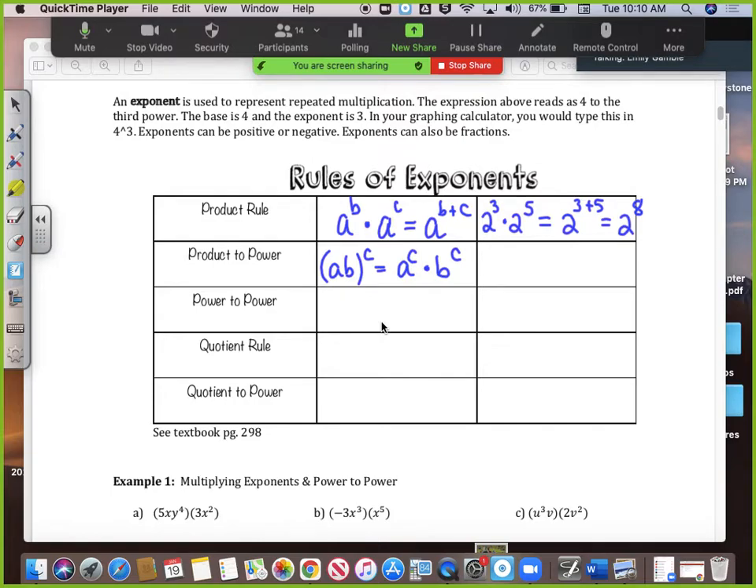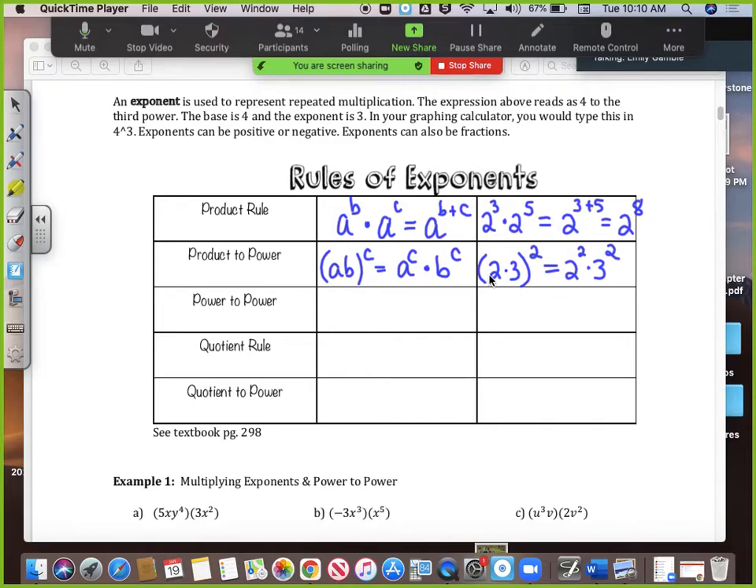For example, if we have something like 2 times 3 in parentheses being raised to the second power, this product to a power rule says you can take this little exponent of 2 and distribute it to both bases, 2 and 3. If I simplify this, you will get the same exact answer.